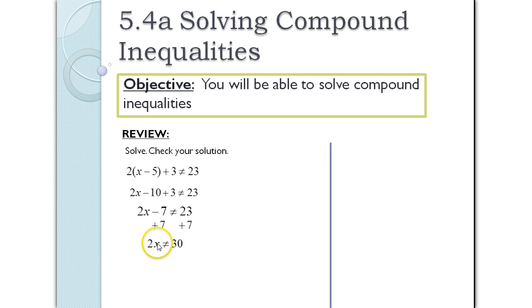Last but not least, to get x by itself, I need to divide by 2. 2 divided by 2 is 1, 30 divided by 2 is 15. X is not equal to 15. Remember when we solve linear inequalities, there's multiple values that can satisfy our inequality. Instead of just having one solution, we have a solution set.